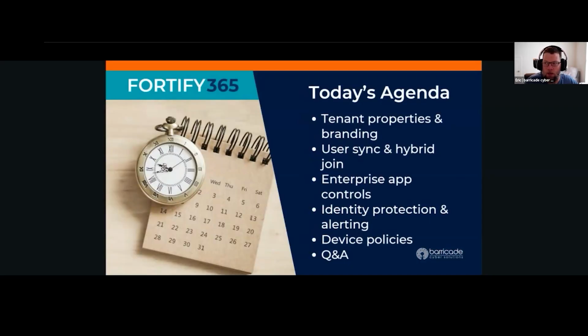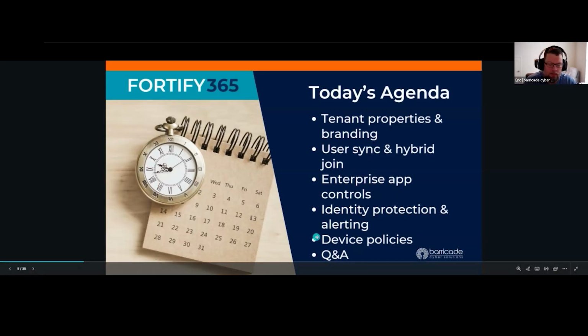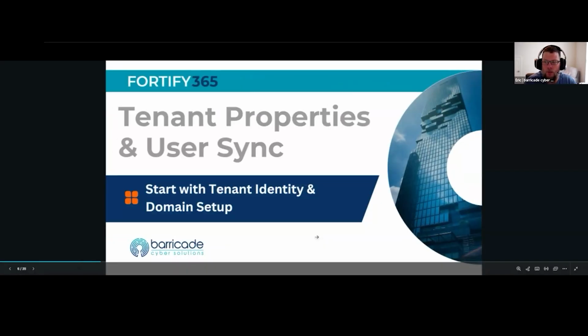So we are going to go through the tenant properties and branding. We're going to talk a little bit about user sync and hybrid join, the enterprise app control, learning the identity protection, and setting up some alerting. Very, very key. You want to be able to alert this stuff and look at your device policies. And again, at the end, we are going to do our Q&A.